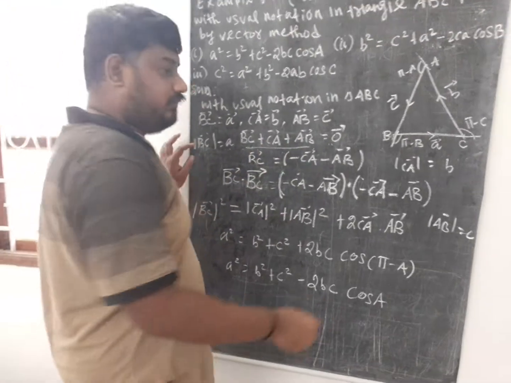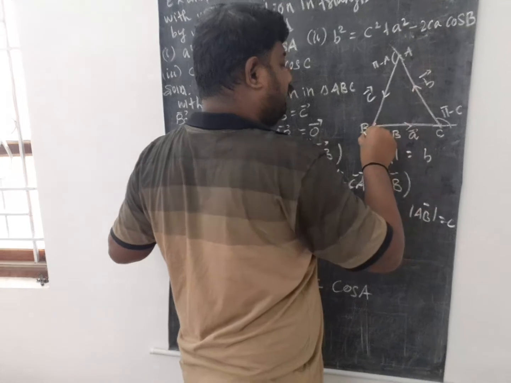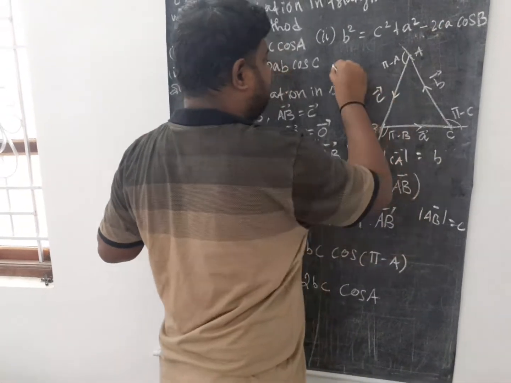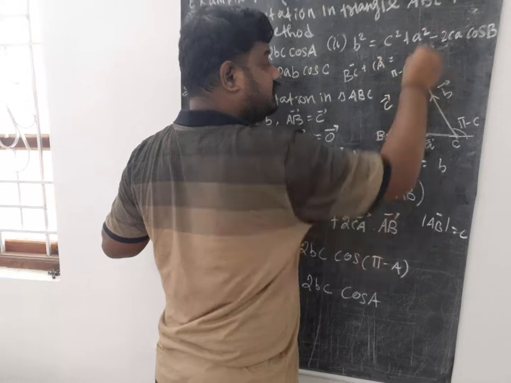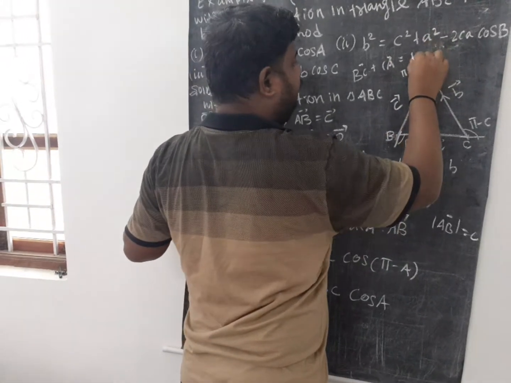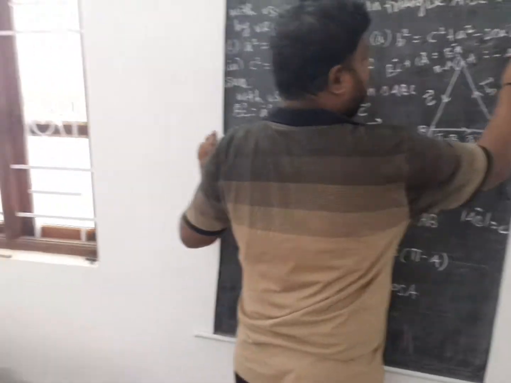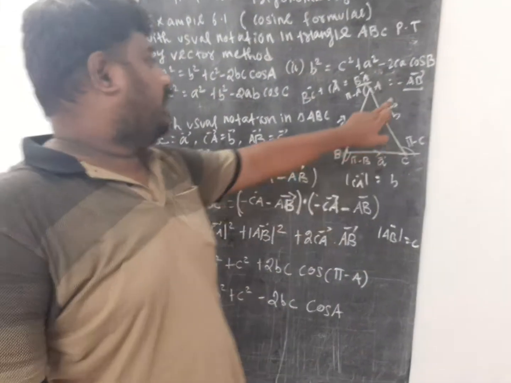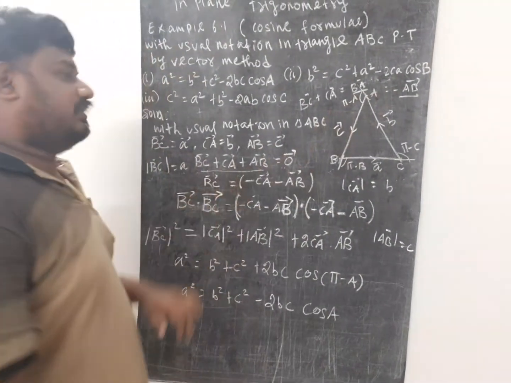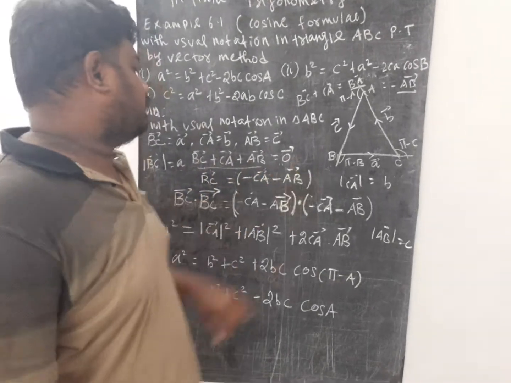We already found that by the triangle of addition, BC vector plus CA vector is equal to the reverse of the third side, so BA vector. If you change the direction, we get minus AB vector. Bringing the minus AB vector to this side, we get plus AB vector. That's why I am writing BC vector plus CA vector plus AB vector is equal to 0 vector.